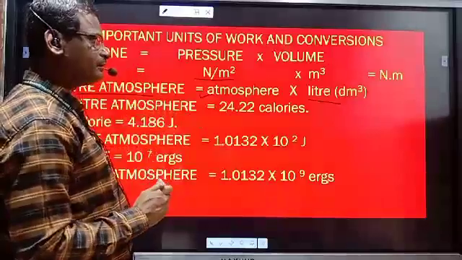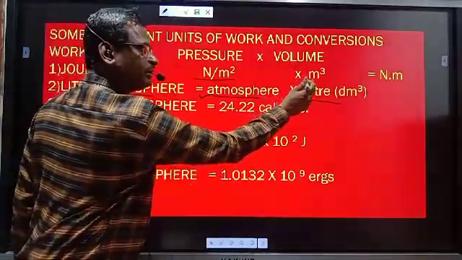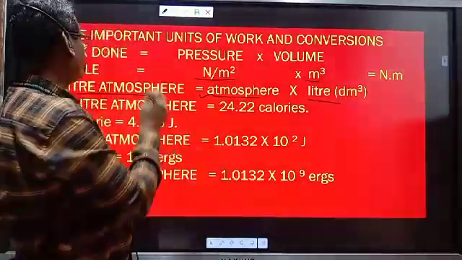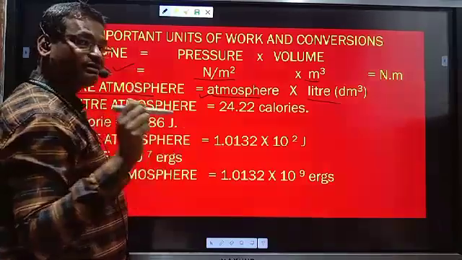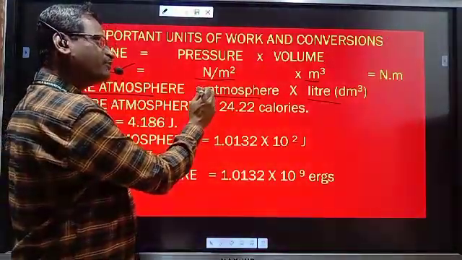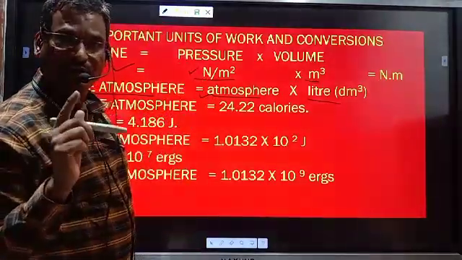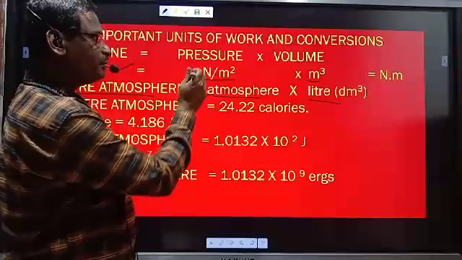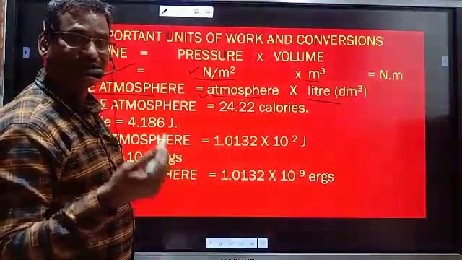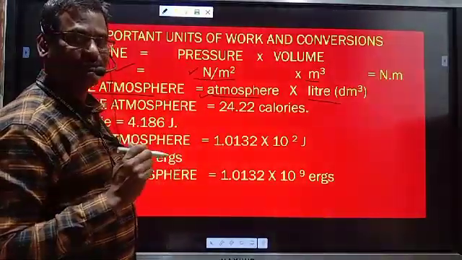Or on the other hand, if the pressure is given in atmosphere, volume is given in meter cube, and you are asked to calculate the work done in joule, at that time what you have to do? You have to convert atmosphere into Newton per meter square. Therefore conversion of pressure from Newton per meter square to atmosphere, or from dyne per centimeter square to Newton per meter square, is also an important part.